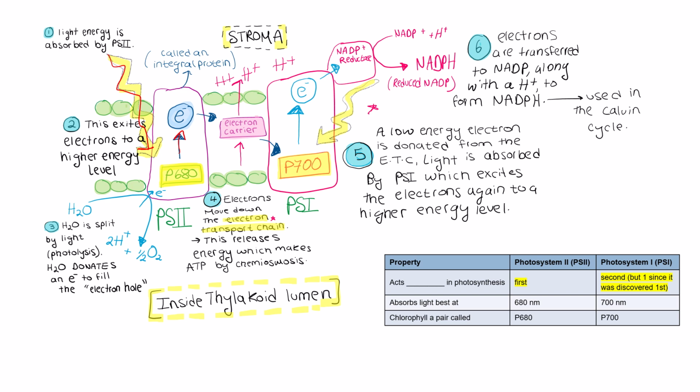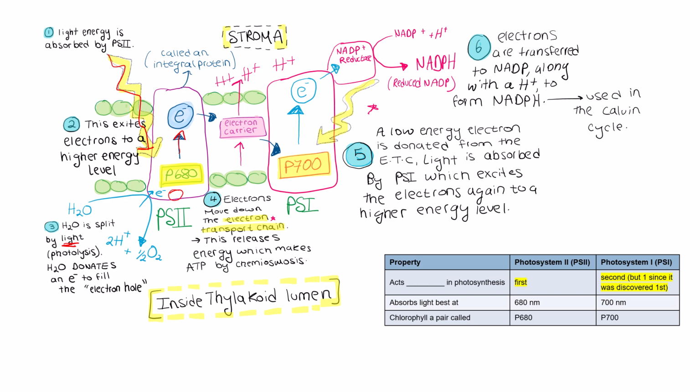So when the electrons move up, there's going to be an electron hole, which means that the P680, which is our pigment, is going to require an electron. So why do plants need water? Well, plants need water because water, when it's split up, is going to produce an electron. So water is split by light.